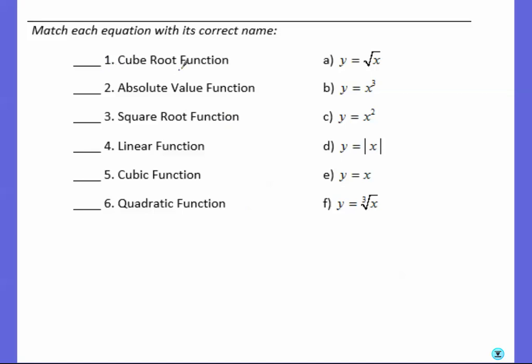For number 1, cube root function, you should have letter F. It's got the root and then the 3 there, it makes it the cube root. Number 2, absolute value, is letter D because it's got the lines that symbolize absolute value. Square root is our root symbol with no little number. Linear is our most basic function. It's got no extra symbols, just y equals x. Cubic function is x to the 3rd power. And quadratic function is x squared.